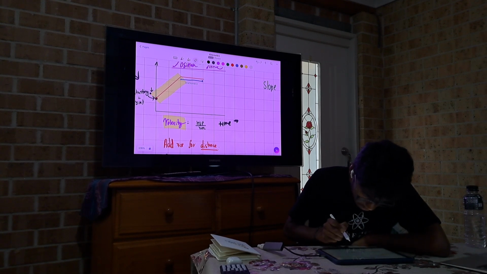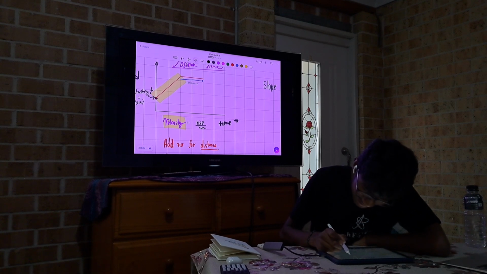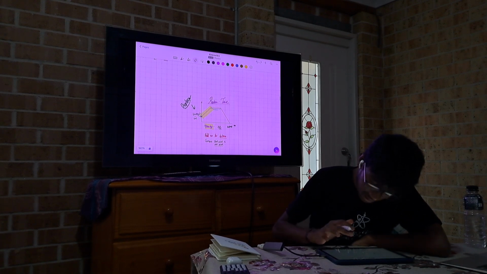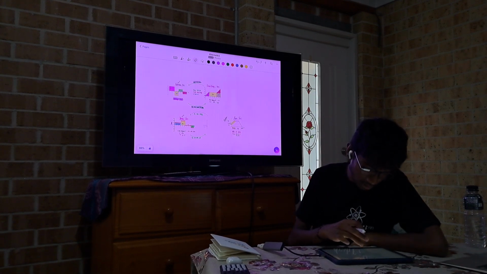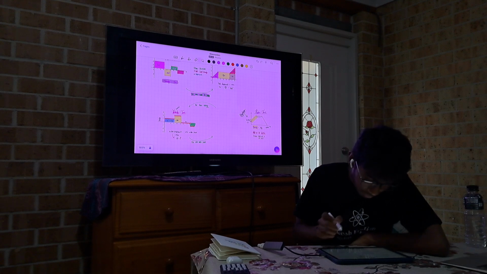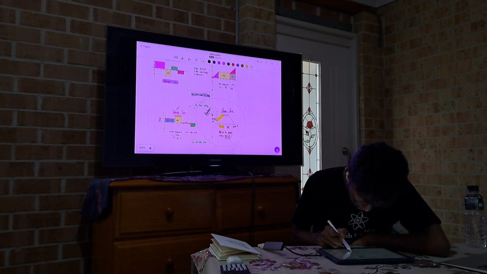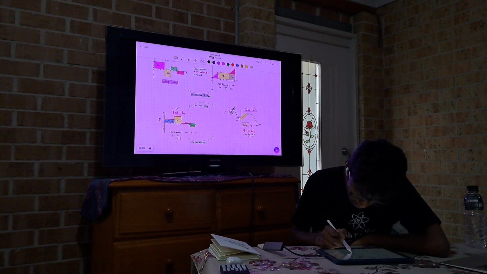I'll erase all this. Oopsie daisy. And that's the position time graph. Now let's look at the velocity time graph.